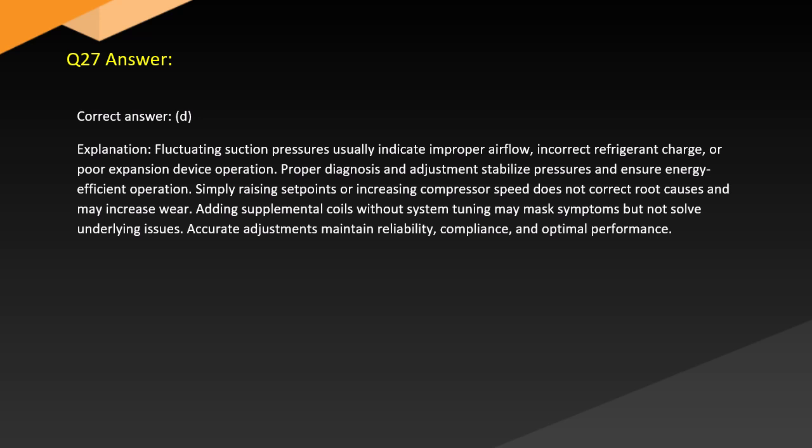Answer. Correct answer: D. Explanation. Fluctuating suction pressures usually indicate improper airflow, incorrect refrigerant charge, or poor expansion device operation. Proper diagnosis and adjustment stabilize pressures and ensure energy-efficient operation. Simply raising set points or increasing compressor speed does not correct root causes and may increase wear. Adding supplemental coils without system tuning may mask symptoms but not solve underlying issues. Accurate adjustments maintain reliability, compliance, and optimal performance.